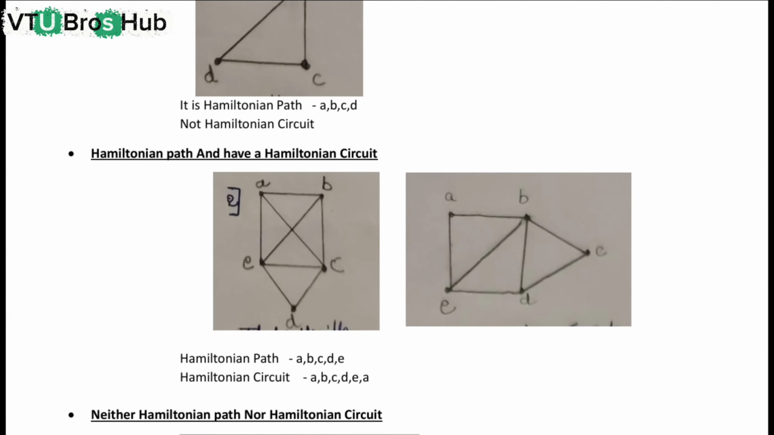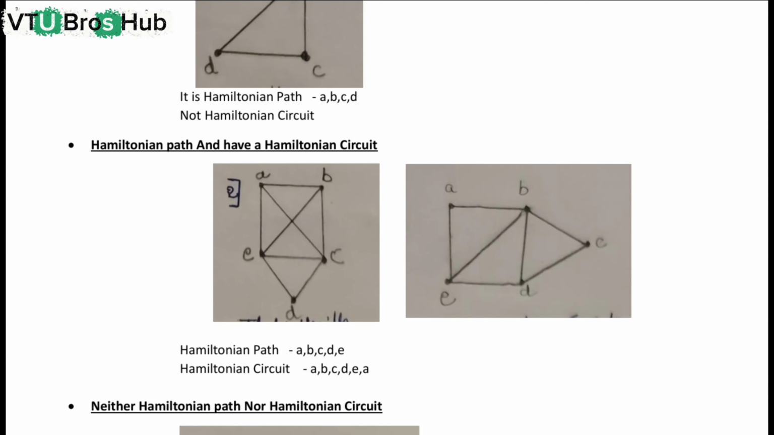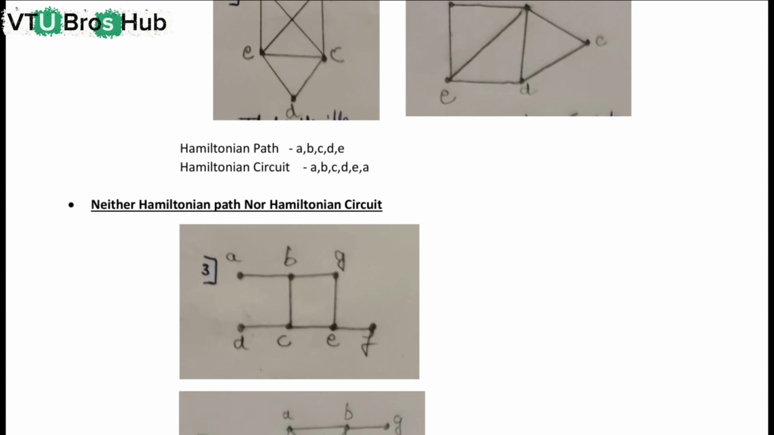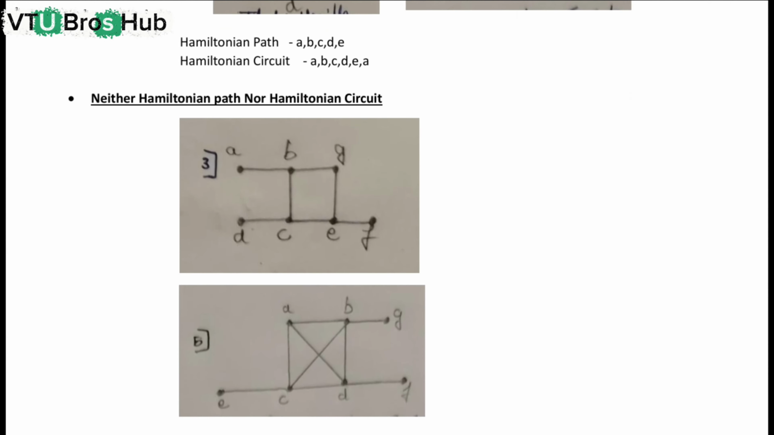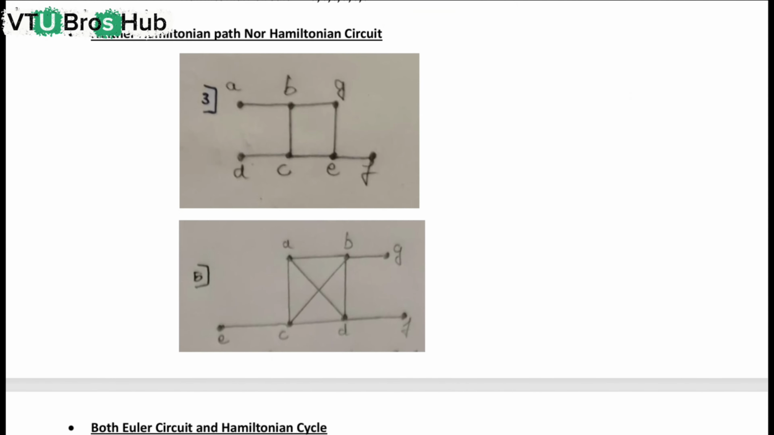2. Hamiltonian path and Hamiltonian circuit. Here, the graph has both a Hamiltonian path and a Hamiltonian circuit. Hamiltonian path, A, B, C, D, E. Hamiltonian circuit, A, B, C, D, E, A. Diagram clearly shows the cycle and path. 3. Neither Hamiltonian path nor Hamiltonian circuit. In this case, the graph has neither a Hamiltonian path nor a Hamiltonian circuit. No valid path that visits all vertices without repetition. Check the structure in the diagram.